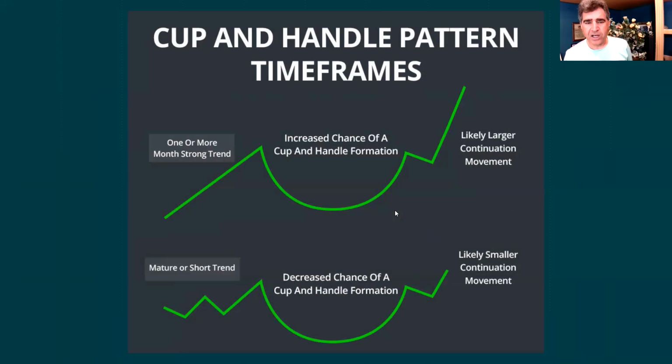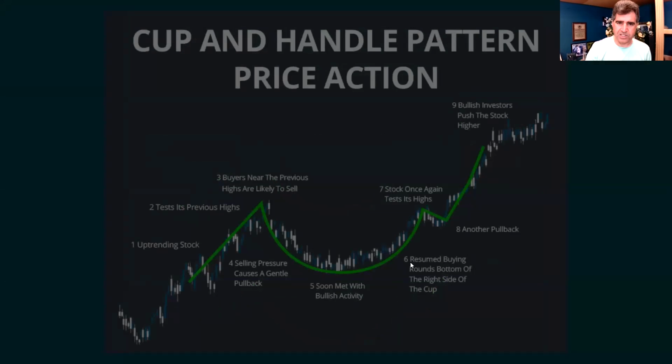Now, as far as the time frames, I mentioned that you want to have a nice 1 to 6 months of a strong trend, and that gives you the odds of a big breakout. When it's really short term, or it's a mature trend that has been going on for a long time, usually we have run out of steam, so you're not going to have a big breakout. And it goes back to our first 2 criteria that I mentioned.